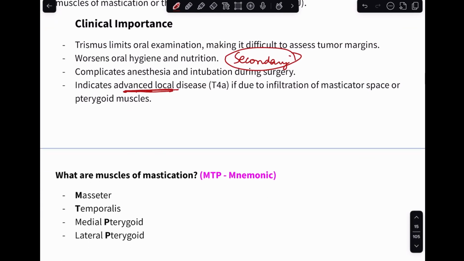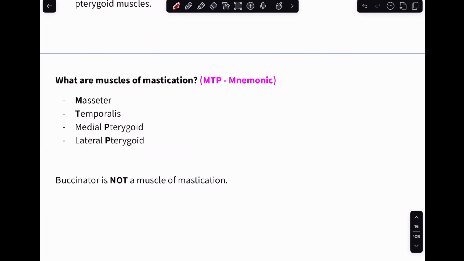Now, we were talking about the muscles of mastication. We should know what the muscles of mastication are. The mnemonic to remember it is MTP. With M, we have masseter; T, temporalis; and with P, we have two muscles, the medial and lateral pterygoids. It is important to remember that sometimes we confuse buccinator, because of the place where it is present, to be a muscle of mastication, but buccinator is actually not a muscle of mastication. We have four muscles of mastication and we remember them with MTP.